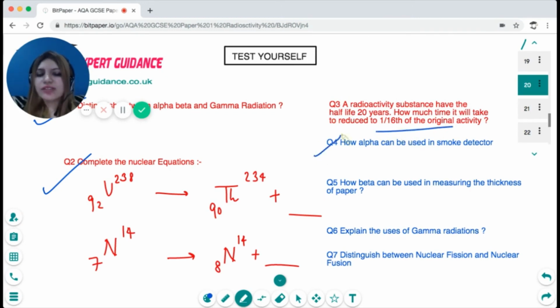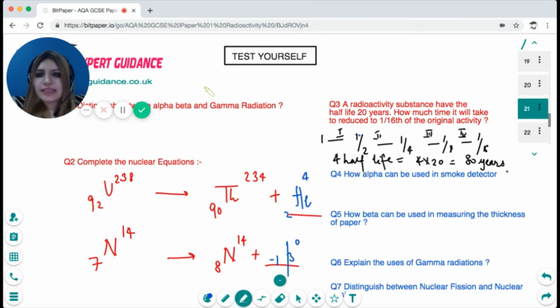How alpha is used in smoke detector. How beta can be used in measuring thickness. Use of gamma, and distinguish between fission and fusion. Pause the video, have a go over these questions, come back and check the answers. All right, now let's look at the answer.